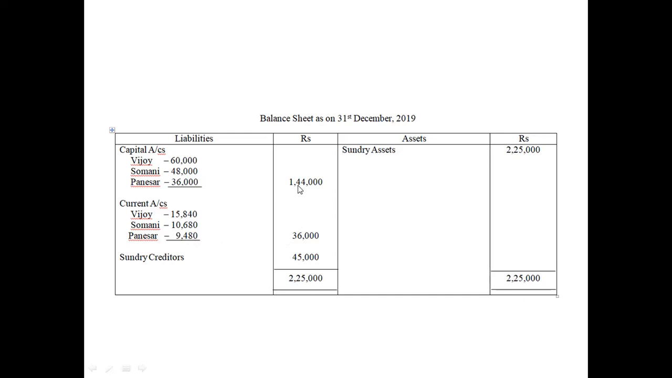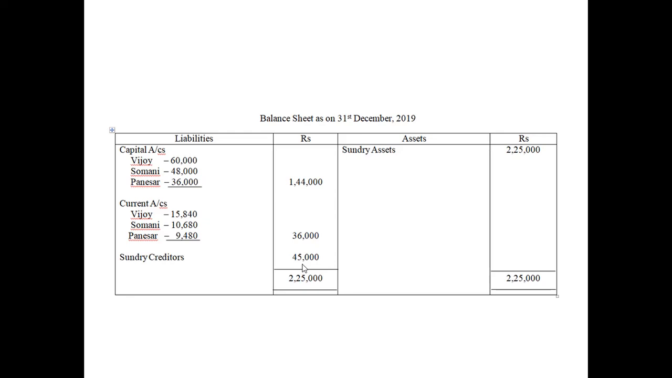So this amount 1,44,000 and 36,000, we have written here, but we don't know what your sundry assets and your sundry creditors are. So now have a look at the question one more time. On 31st December 2019, the creditors were 20% of the total assets. Whatever is the amount of total assets, its 20% is going to be your sundry creditors.